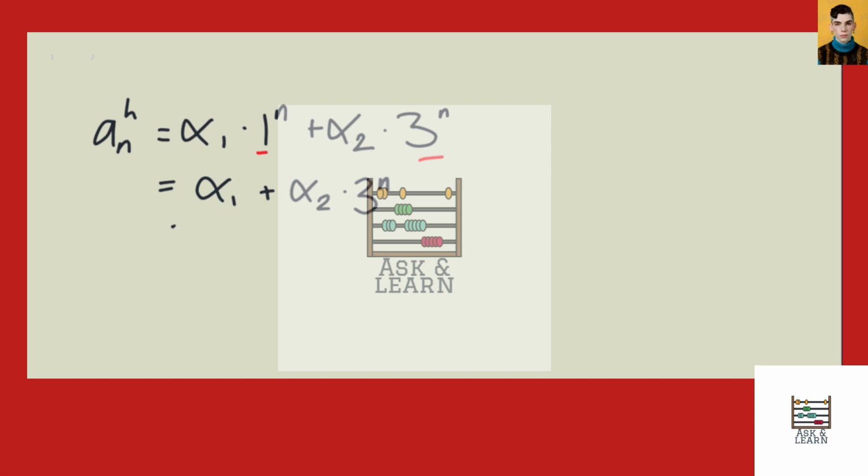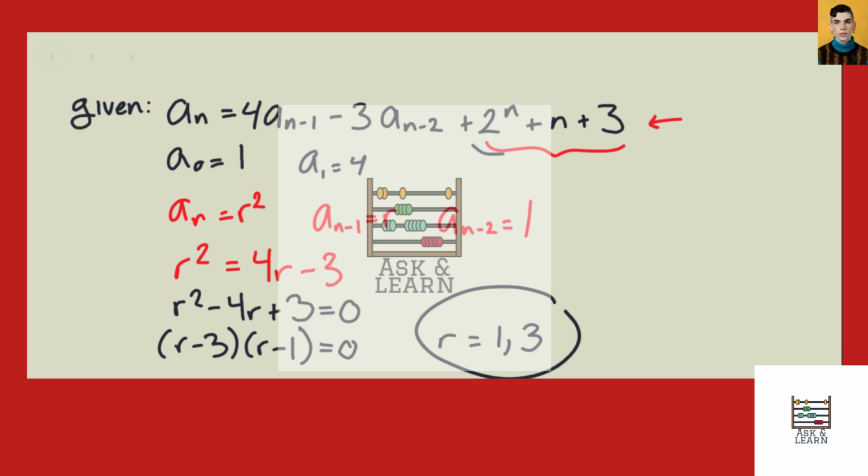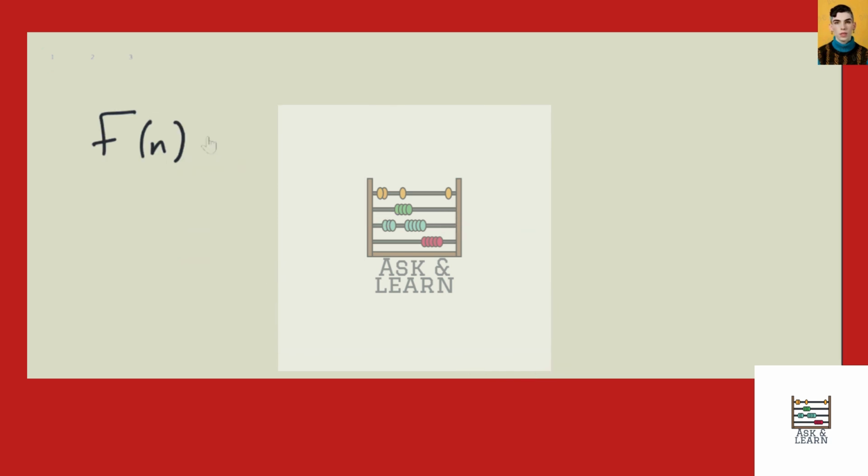Okay, so now we need to find the particular solution, right? Because our total solution is the homogeneous portion plus the particular portion. To find the particular solution, we'll take f of n to be equal to these remaining 3 portions that we initially ignored, right? So that's going to be equal to 2 to the power of n plus n plus 3. But we can rewrite this as the exact same as 2 to the power of n plus n plus 3 times 1 to the power of n.